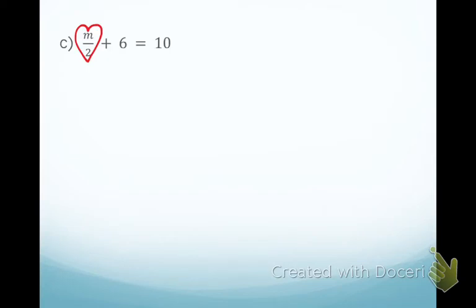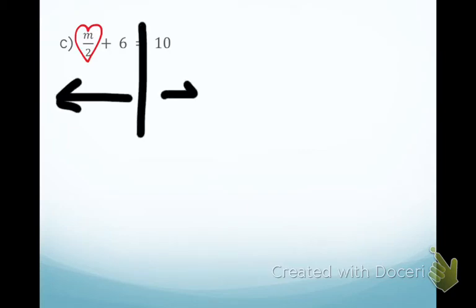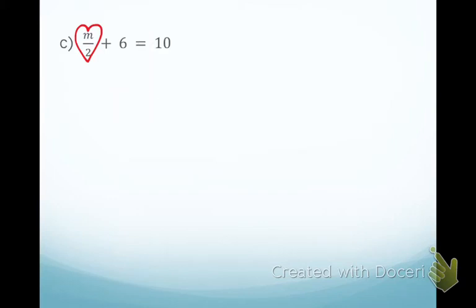MJ, what should I get rid of first so the M can be all by itself? Remember, this is our equal sign. We're trying to get the M over here by itself. So what do I need to get rid of? Okay, what about the 6? Add by 6. Okay, so the opposite or the inverse operation means we have to subtract 6. We're going to be fair and do it to both sides.